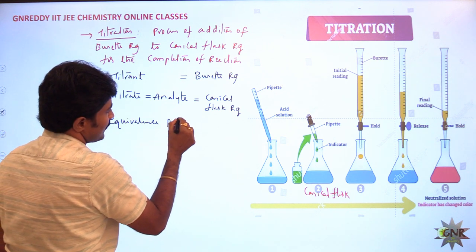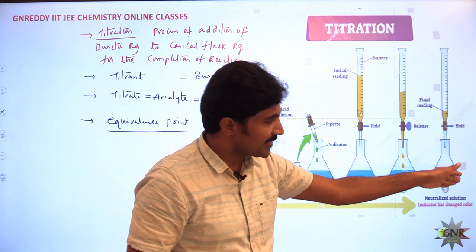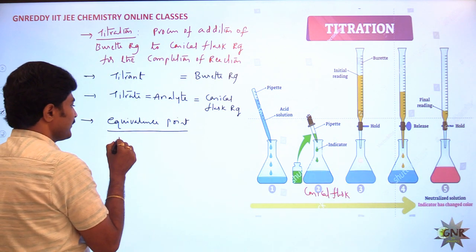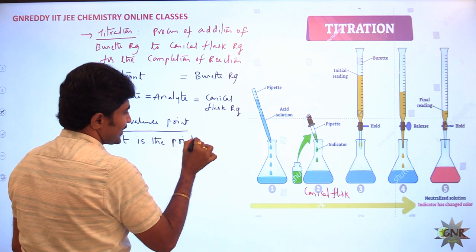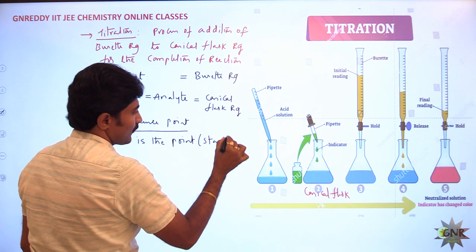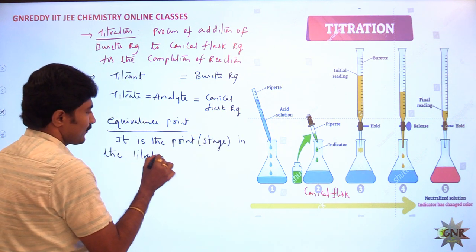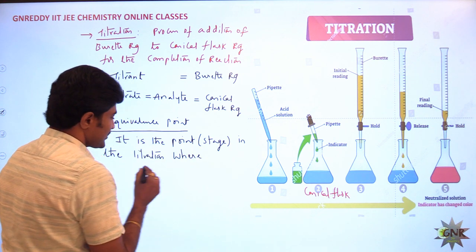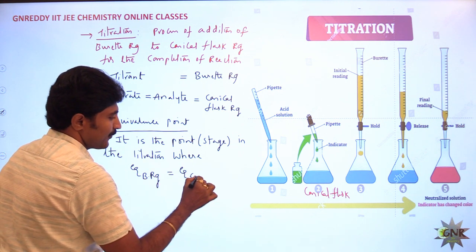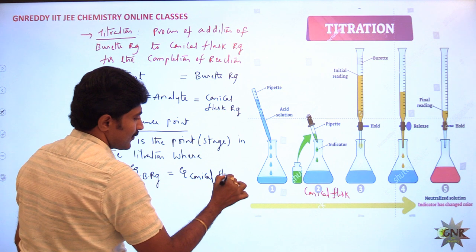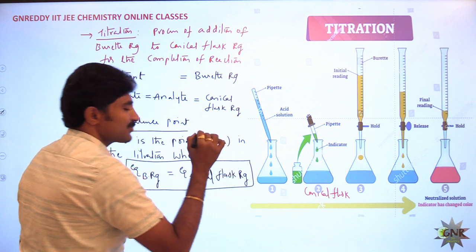Okay, so in this we are using equivalence point. Equivalence point is the point during the titration where equivalence of burette reagent is equal to equivalence of the conical flask reagent. It is a stage in the titration where equivalence of burette reagent is equal to equivalence of conical flask reagent. That particular stage is nothing but equivalence point.